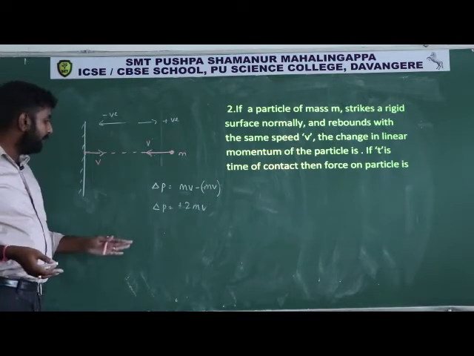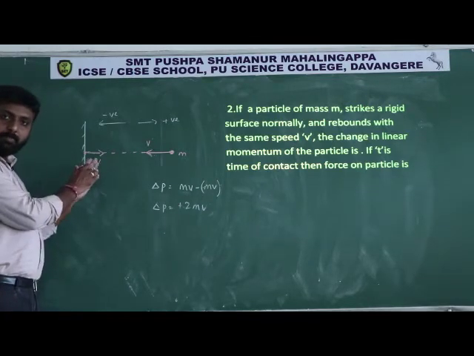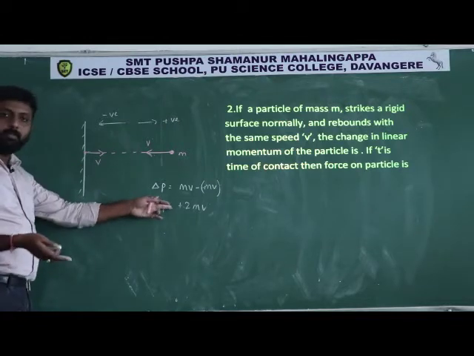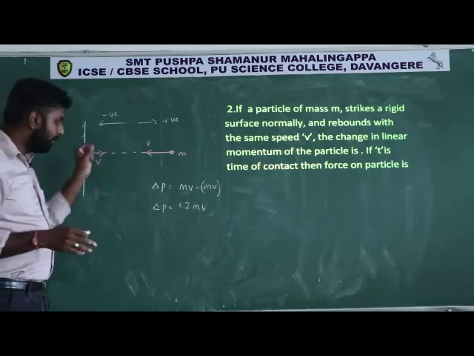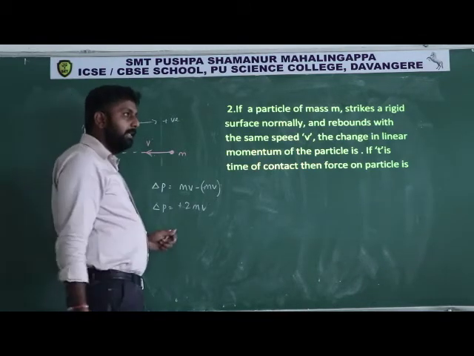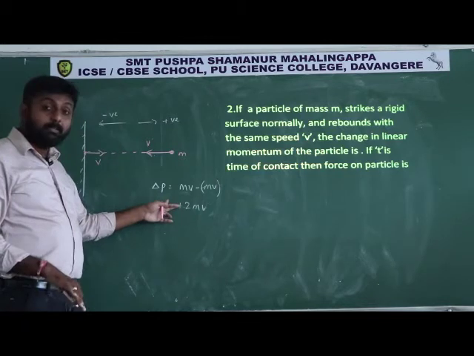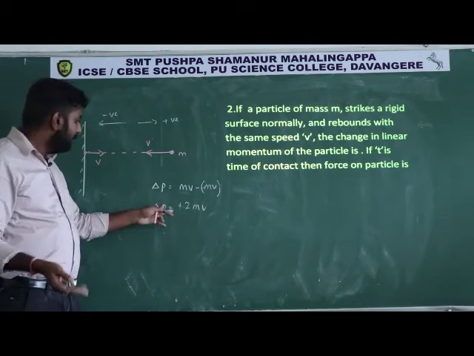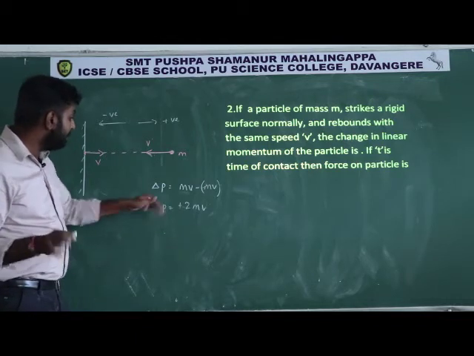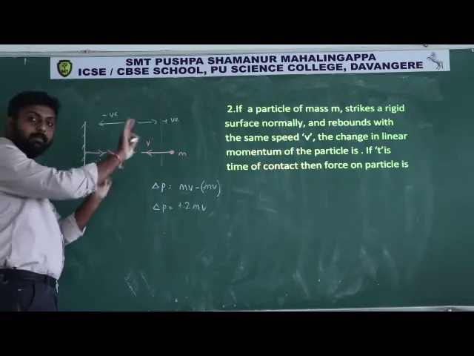This positive indicates the change in momentum direction. Here positive negative indicates direction only. In vector quantities, remember the positive sign and negative sign indicates the direction. Here what the plus indicates means the change takes place, that means the change in momentum direction is away from the wall.